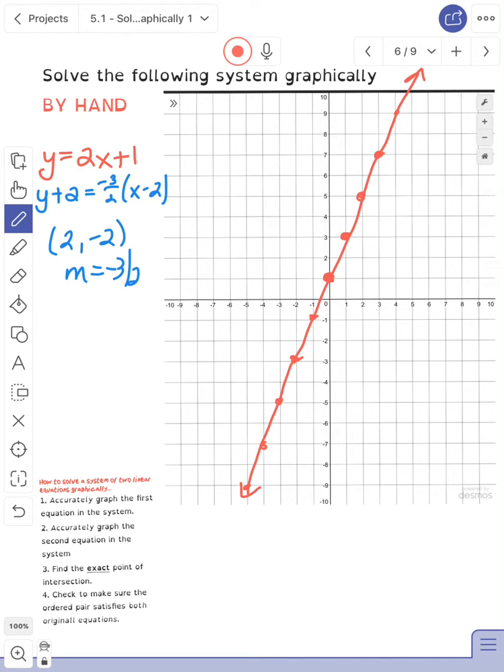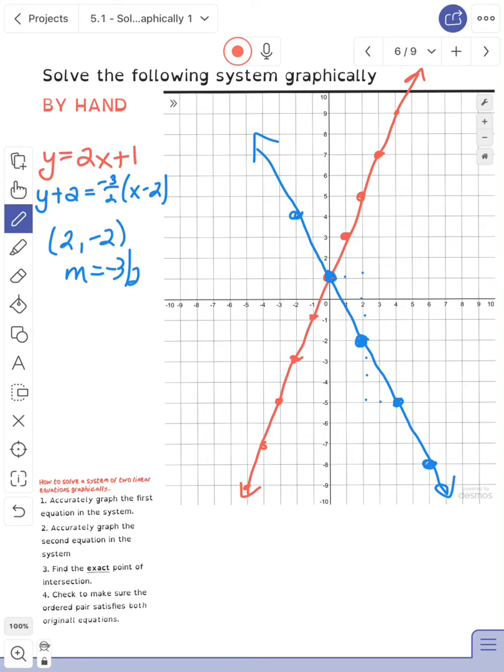So if I start at 2, -2, the slope is -3/2, so I could go down 3 and over 2. But if I keep going that way, I don't think this is where the lines are going to touch. So I'm going to go the other way. So up 3 and over 2, up 3 and over 2. So I've graphed the second line.